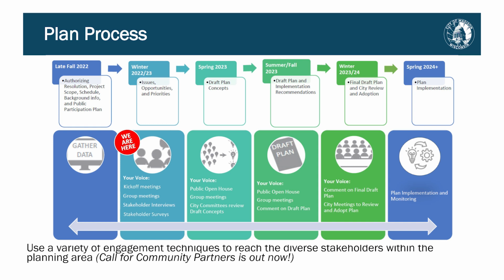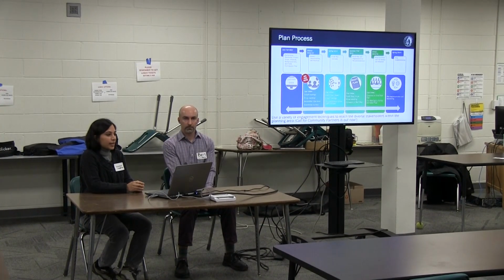So where we are in this planning process, we are just getting started, and this is one of our kickoff meetings. In this phase, we are working on defining the issues, opportunities, and priorities in this area. Through the spring, summer, and fall of this year, we'll work on identifying some initial concepts and implementation recommendations. And then in the winter and earlier next year, we'll put those in a plan document and finalize our draft plan and go through the various city committees and commissions to review those and get their recommendation, and ultimately go to the Common Council for their consideration of adoption of this plan.